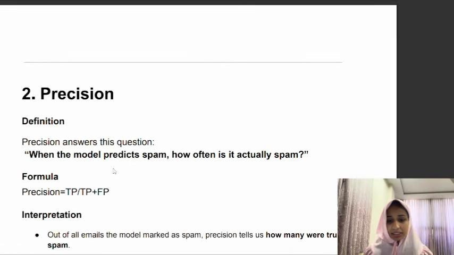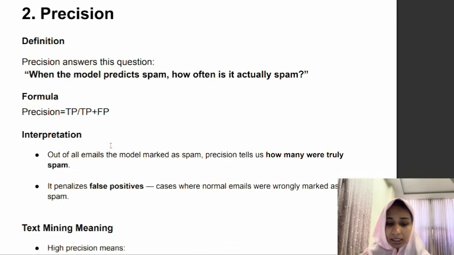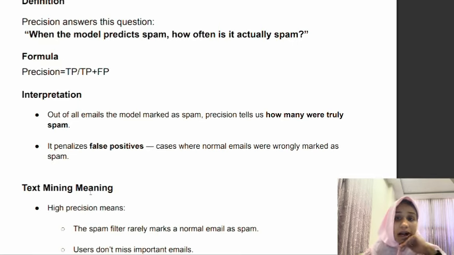Now precision. Precision answers this question: when the model predicts spam, how often is it actually spam? If it is predicting spam, how often do we really know that it is actually spam? So the formula is precision equal to TP upon TP plus FP. Out of all emails the model marked as spam, it tells us how many were truly spam. So it penalizes false positives, cases where normal emails were wrongly marked as spam. There were cases when emails which were of use were also marked as spam.